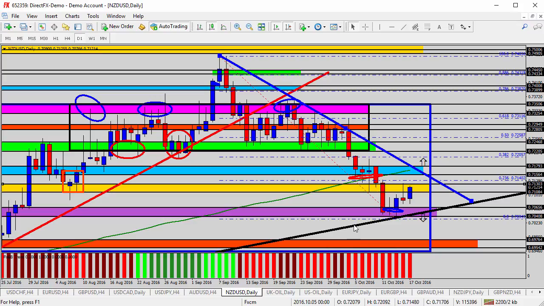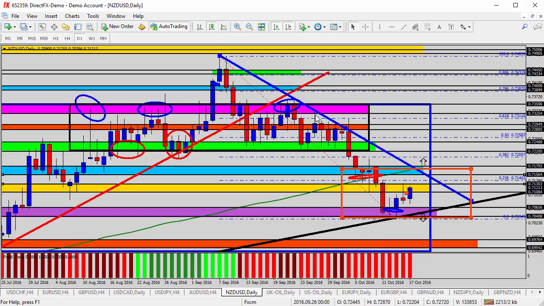So I wouldn't see it too difficult, and I'm just going to take this little orange box over here on the left-hand side. I don't think it'd be too difficult for us to even look for potentially a range to set up between the top blue shaded area, the orange box there, and the bottom purple shaded area. And at some point we need to see a breakout of either one of those for us to see a continuation of a trend, either up or down, for the New Zealand dollar.